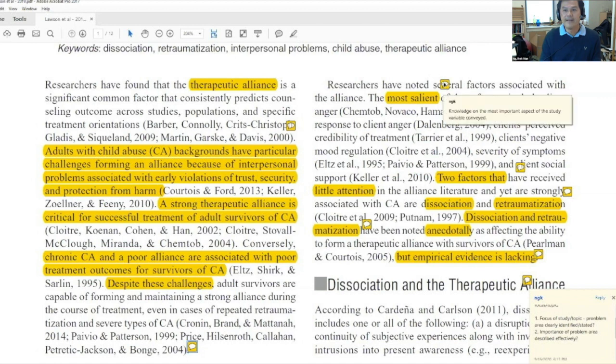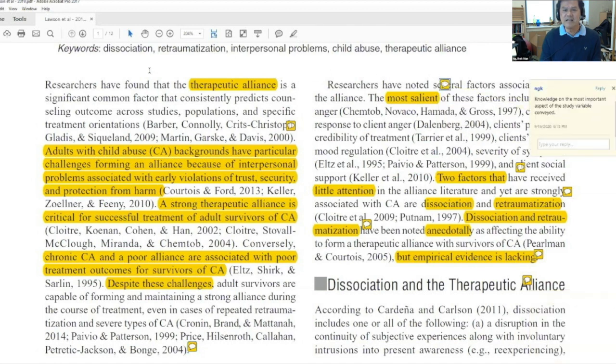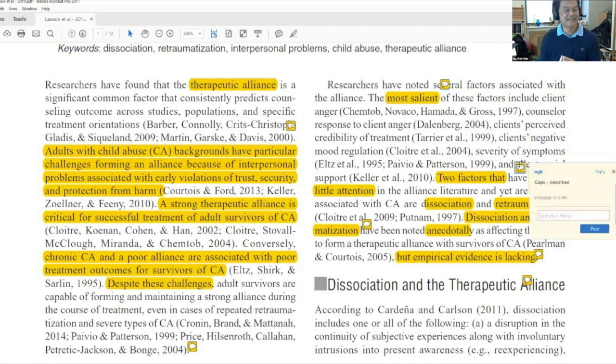Yep. Okay. And then what I would like for you to do later is to actually look at some of the comments that I make on the PDF file. Because they give you some ideas on what to add into what you write. Now, particularly like this one, you want to convey the most important aspect of the study variables, right? And then you also want to identify the gaps.